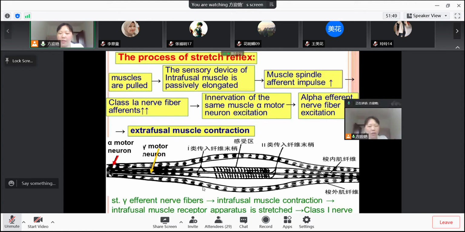So here we have studied the stretch reflex. The major player is the alpha motor neuron, but the gamma motor neuron can also influence or affect the stretch reflex. I hope you understand this. The gamma motor neuron, or gamma efferent nerve, can increase muscle spindle sensitivity. Understand?